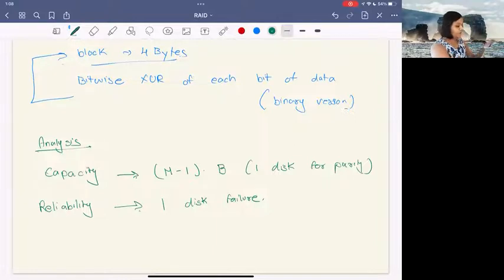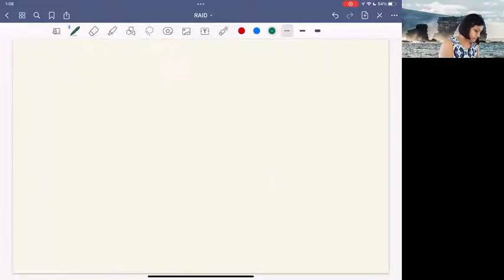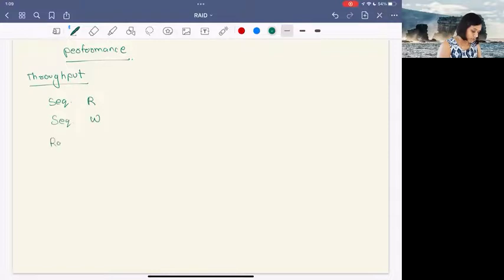What happens in terms of performance? When we talk of performance in terms of throughput, we have sequential read, sequential write, random read, random write. Start thinking about what the performance is for each of these.